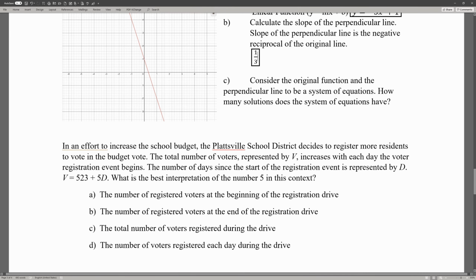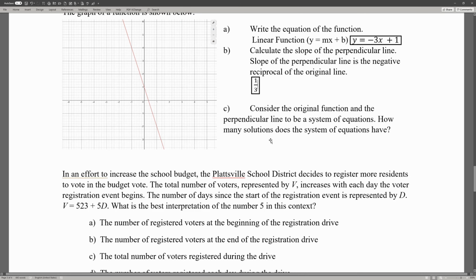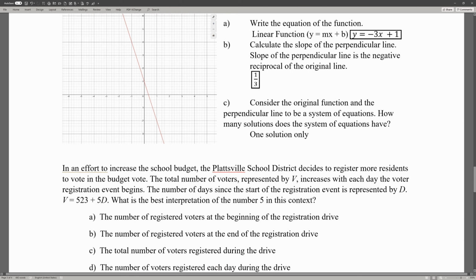Consider the original function and the perpendicular line to be a system of equations. How many solutions does the system of equations have? If two linear lines are crossing, they will have only one solution, or one point in which they intersect. That's how you find solutions on a graph, is where they intersect.